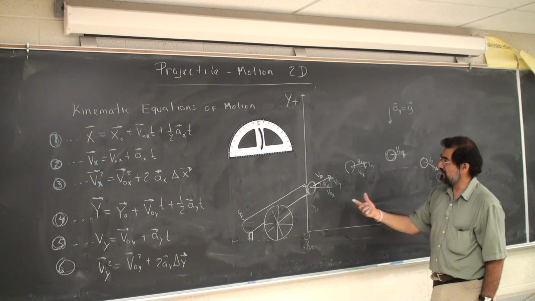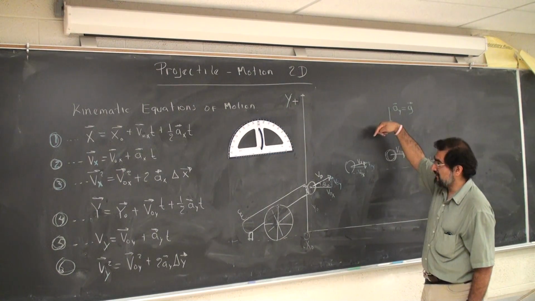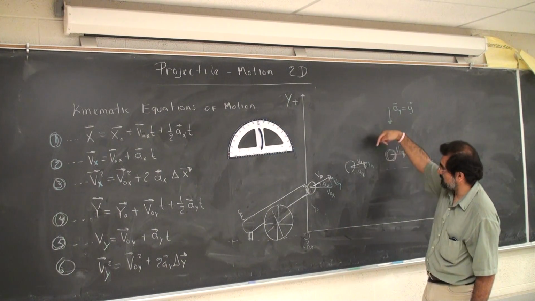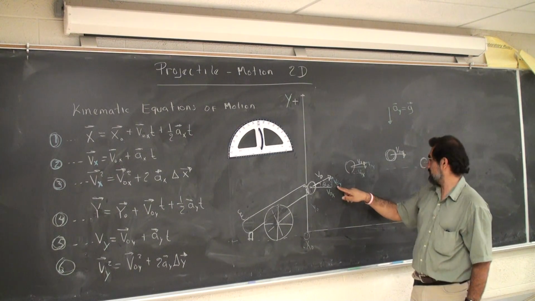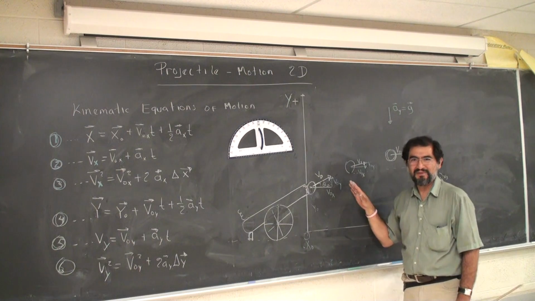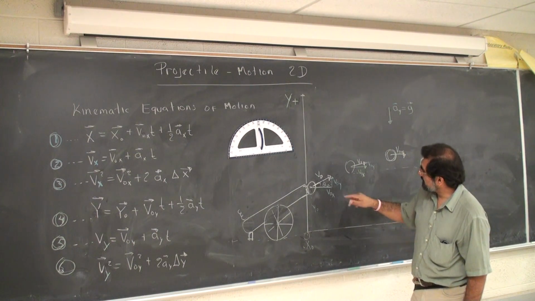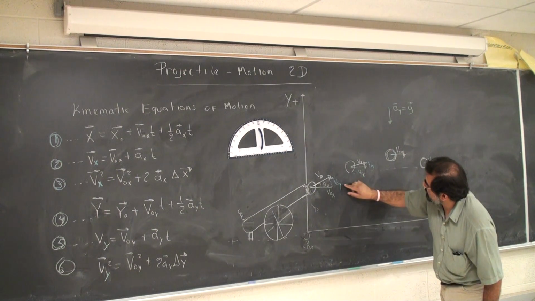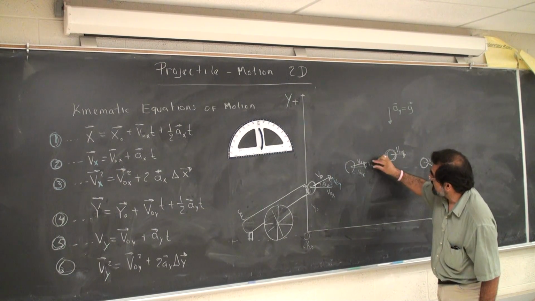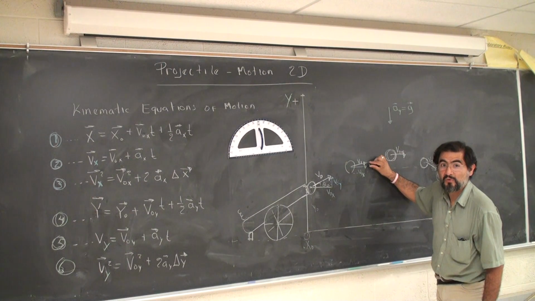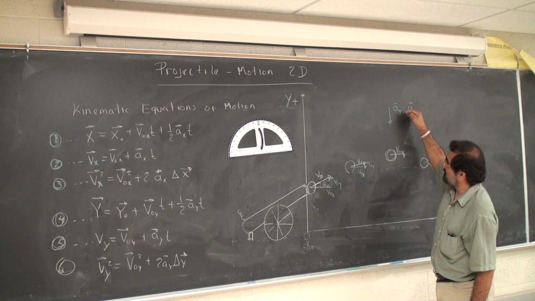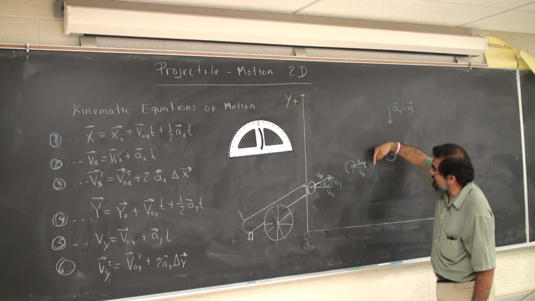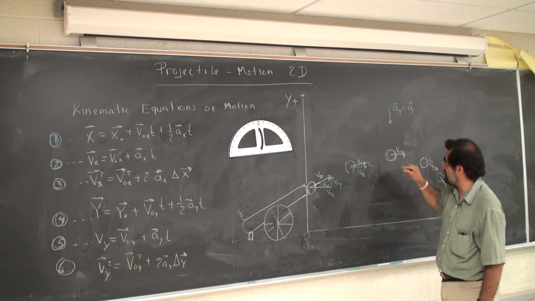Let's see what is happening here. We know that the acceleration is always acting in this direction. So you can see that the velocity, the component of the velocity in y, is smaller and smaller. Why? Because acceleration in y, the gravity, is only affecting that component, so it's making this smaller.